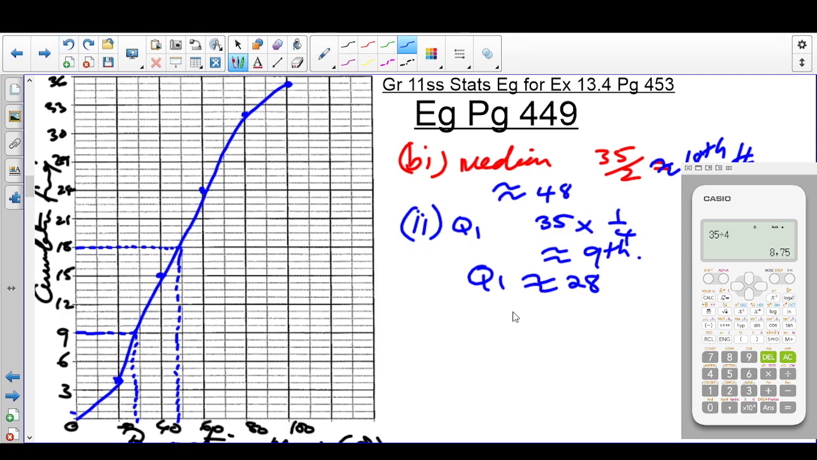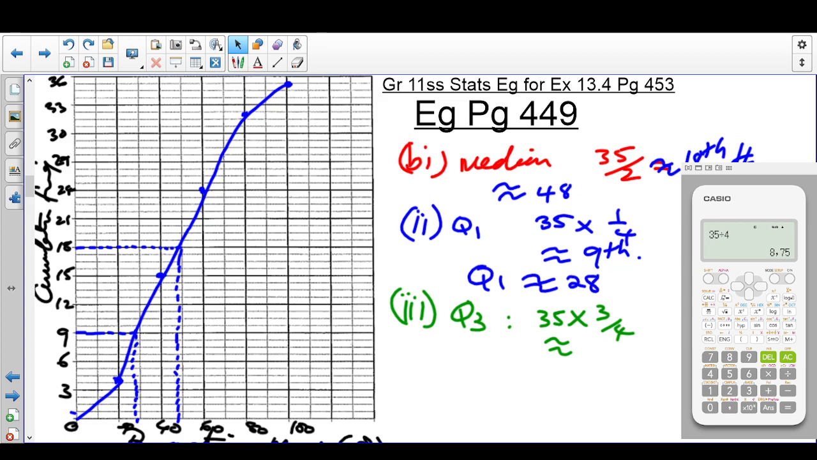And then to calculate your upper quartile, or your 75th percentile, or quartile 3, we just say it's going to be 35 times 3 over 4. Times it by 3, gives me approximately 26.25, which is the 26th entry, the 26th person. So if you look here, there's 21, 24, 24. This is 27. So 26 is approximately here.